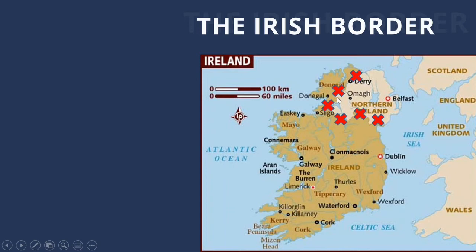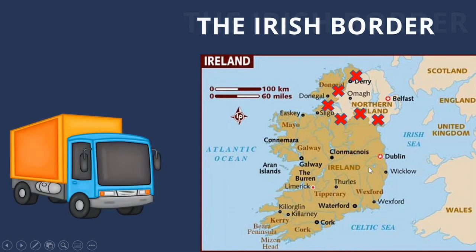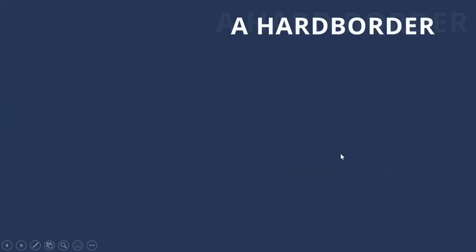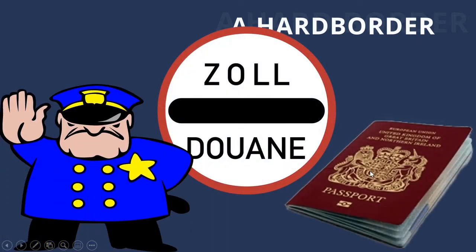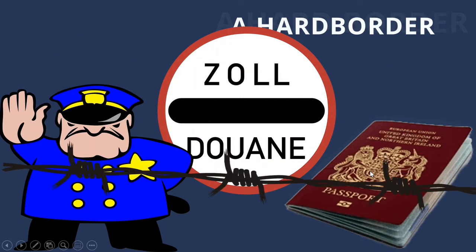Now, having a physical border here means that whenever goods have to pass this border, they would find a hard border with customs, with police controls, with documents controls, with fences, and this kind of thing. Now, let us try to understand why a hard border would be a problem.